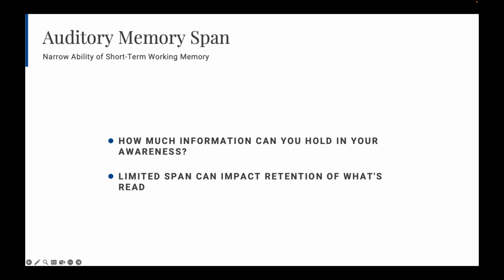Staying within short-term working memory, we want to be mindful of your auditory memory span as well, asking the question of how much information can my examinee hold in their awareness? And this is important because a limited span can impact how much you can retain in terms of what you read. So the more information you can hold at one time, the more information you have to work with to determine the gist of what was read. So again, this is another area that would be important if you're also thinking about concerns related to reading comprehension.